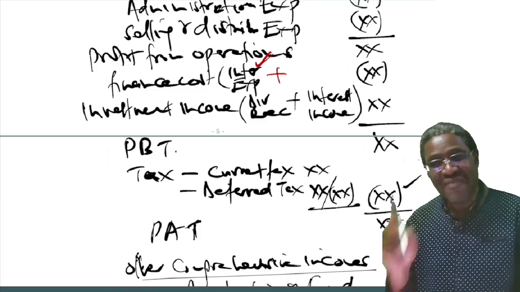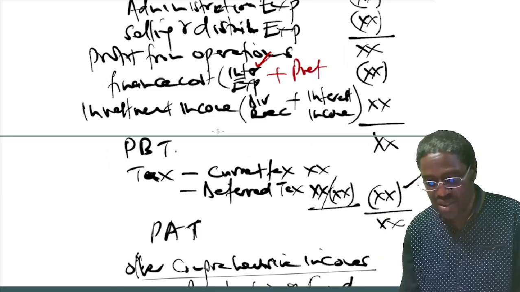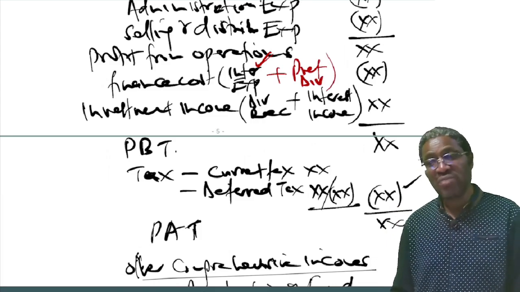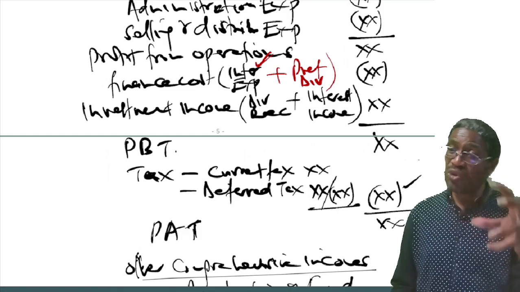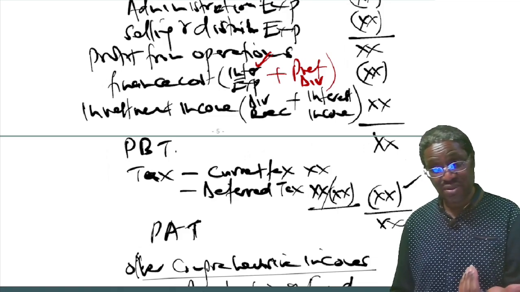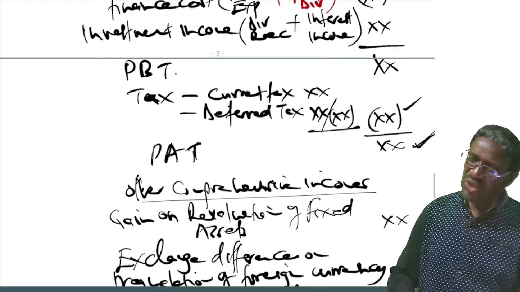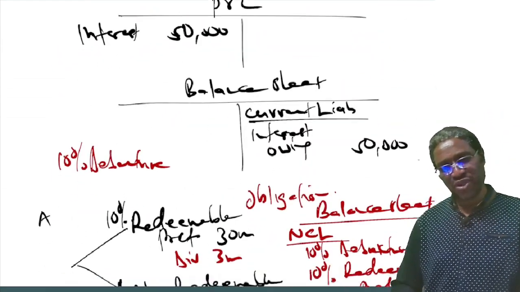Preference dividend on redeemable preference shares should be considered as a finance cost. Why? Because you borrowed. That means the cost of seeking those finances is the dividend you are paying. Okay? Now, Company B issued a 10% non-redeemable preference share.